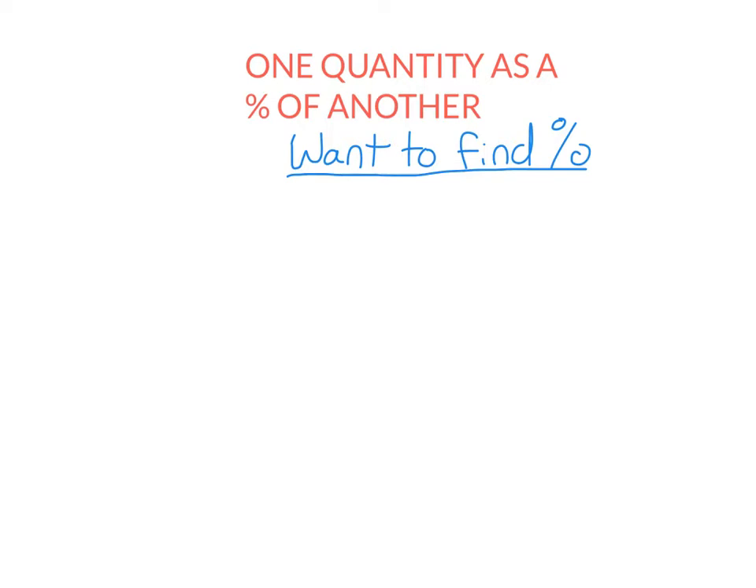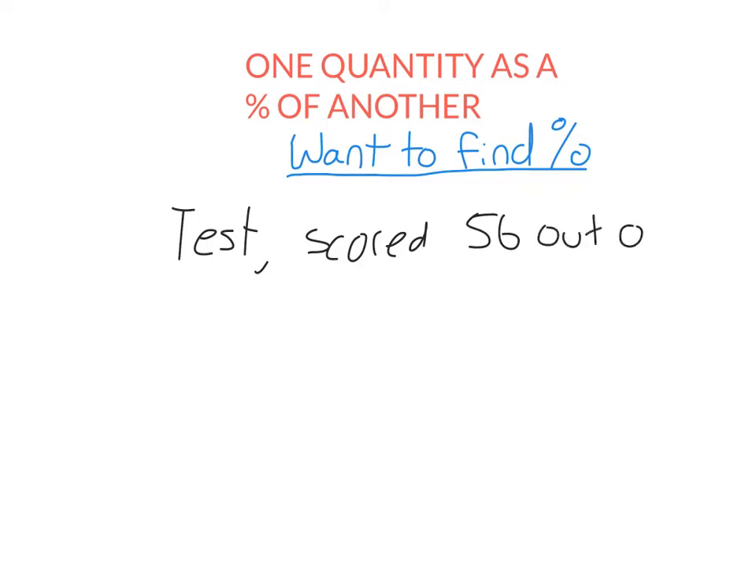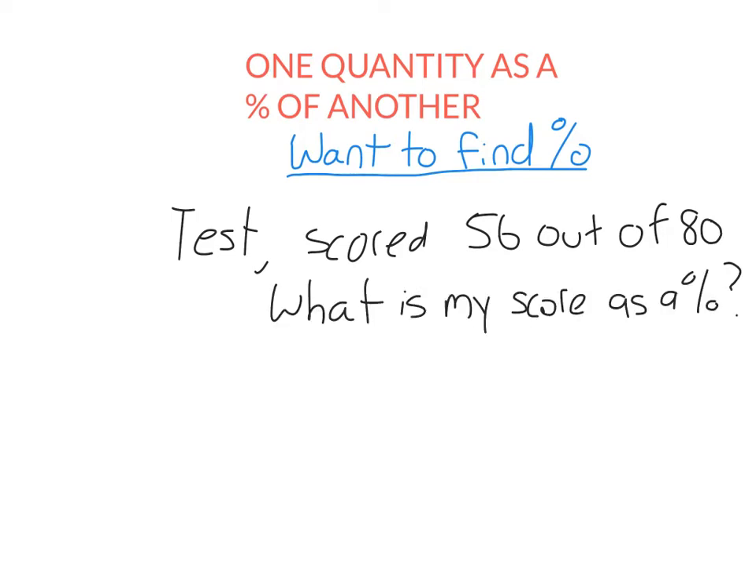So let's say I took a test, and let's say I scored on that test 56 out of 80. I want to convert this into a percent. I want to find what is my mark as a percent. Well, this is actually very simple. What we will have is some sort of fraction, and we just convert that to a percentage like we did in the video a few lessons ago. So you just follow this.